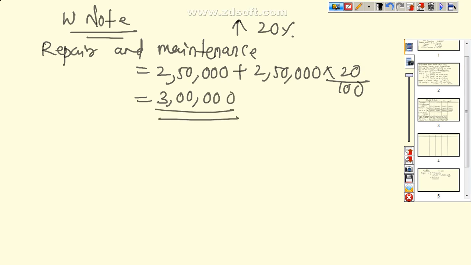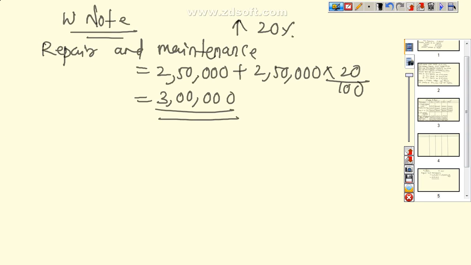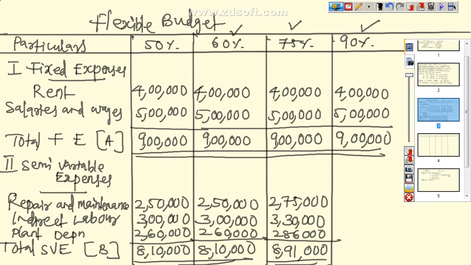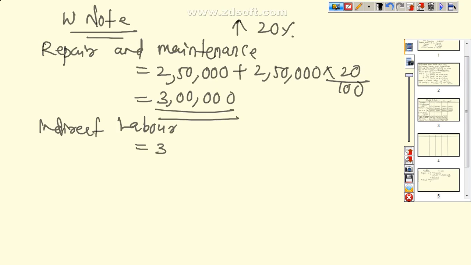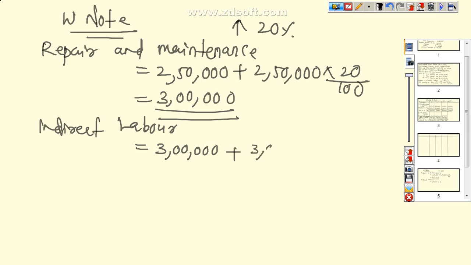And second item according to the question is indirect labor. So we calculate 20% increase of indirect labor. Indirect labor amount is given in the question, that is equal to 3 lakh, that is the base level. So that is equal to 3 lakh plus 3 lakh multiplied by 20 upon 100, that is equal to 3,60,000.